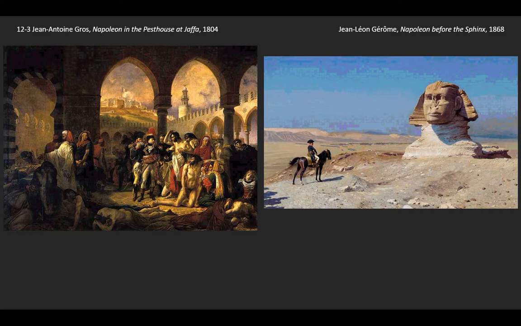where Napoleon encounters the Sphinx sitting silent in the desert. But this is not what Gros shows. What Gros wants to show, not the defeat in Egypt, his inability to conquer Egypt, but what Gros wants to show during Napoleon's lifetime is his success. And so what he ends up showing here is a shift in focus.